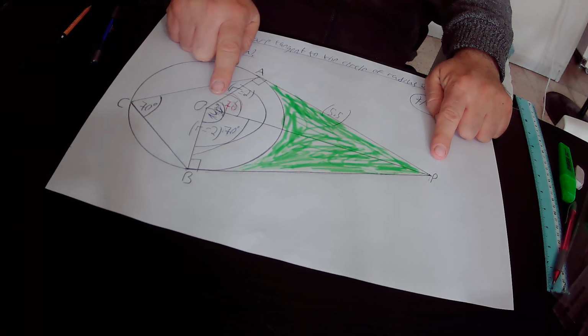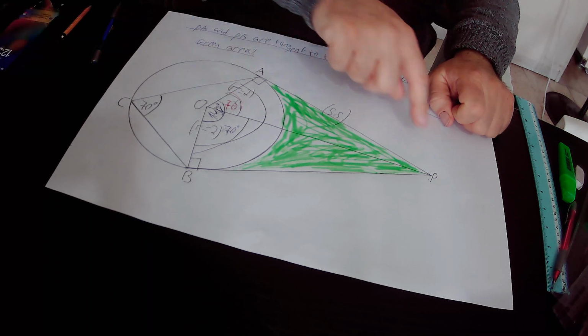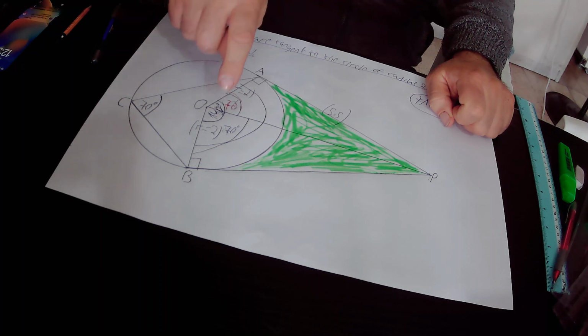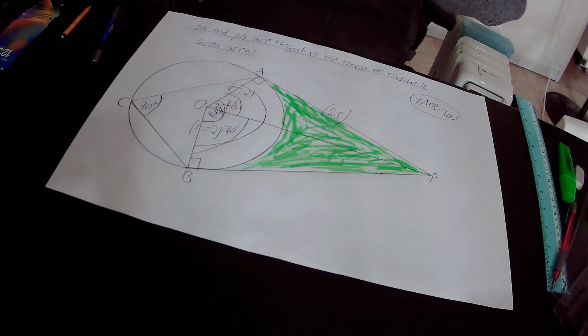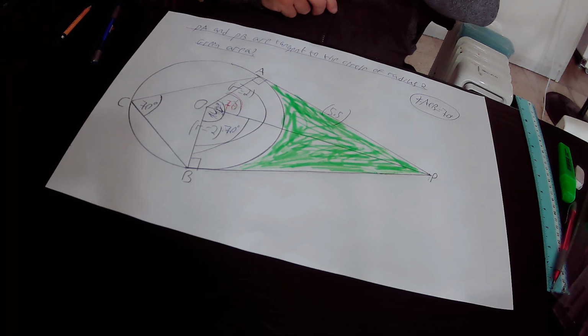By joining points O and P, we get here two right triangles. The right upper triangle, triangle APO, and the right lower triangle, triangle BOP. So in the next step, we prove that those two right triangles are congruent to each other according to the side rule.